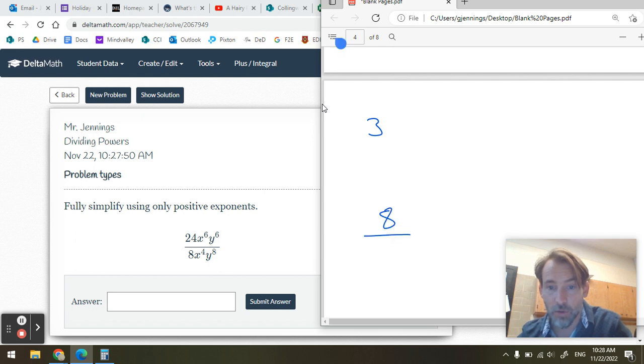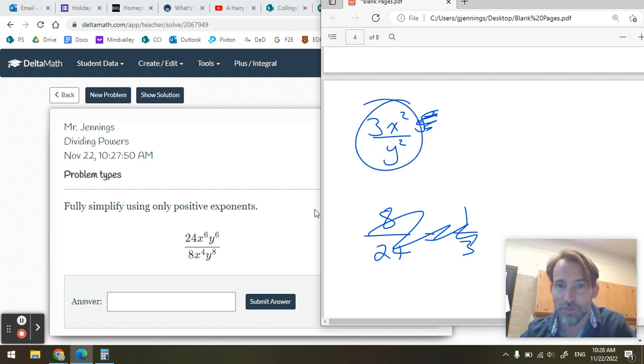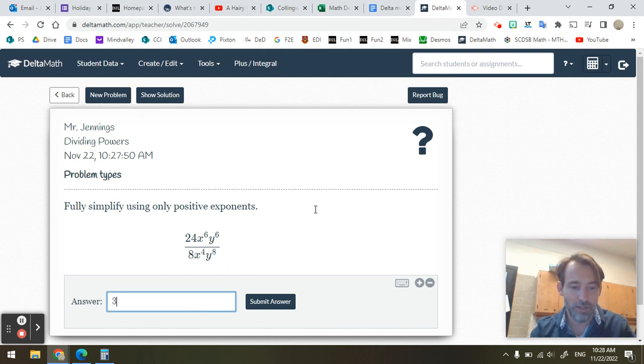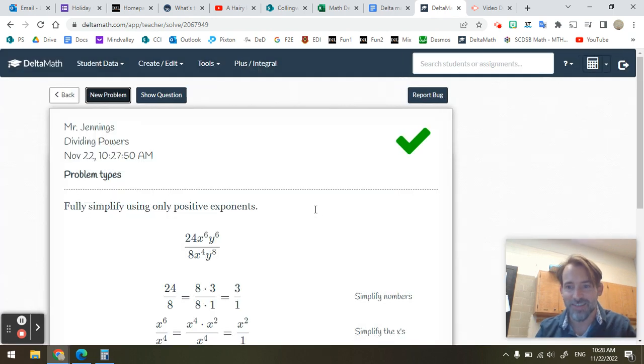Okay. If you had 8 over 24, that would be 1 over 3. The 3 would be on the bottom. But we have 24 on the top, so the 3's on the top. So that's 3. X to the 6 over x to the 4, that's just x squared. And y to the 6 over y to the 8, we could write that as y to the minus 2, but why would you? Just see that there's more y's on the bottom. You're left with 2 of them down there. That's how I do them. Okay, 3x squared over y squared. There, that's how you do them.